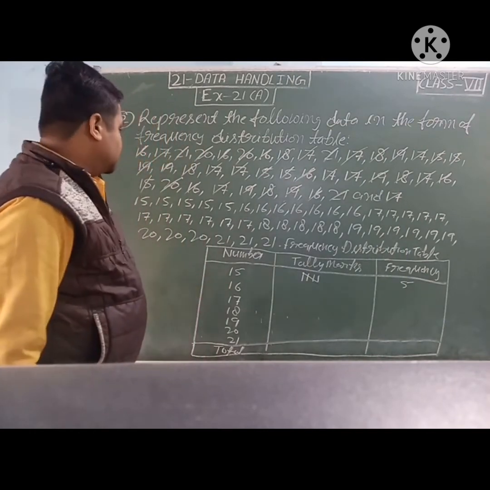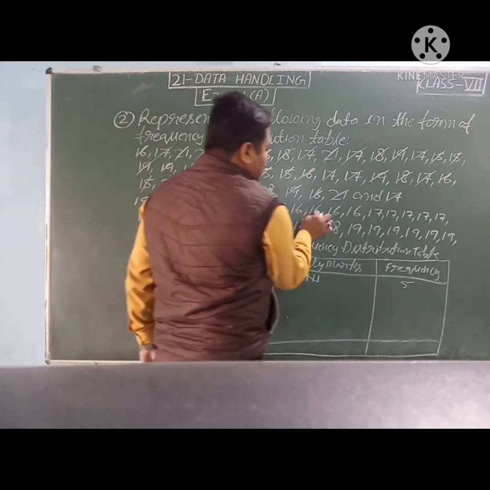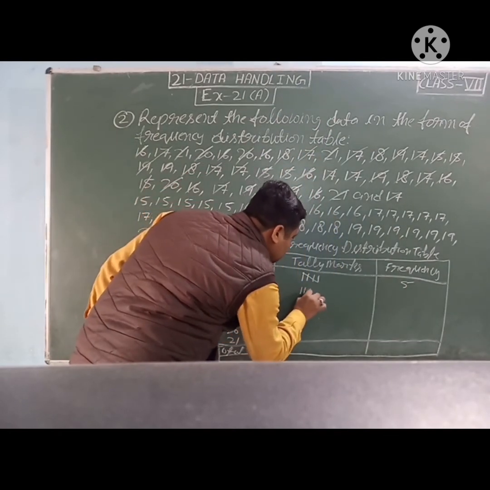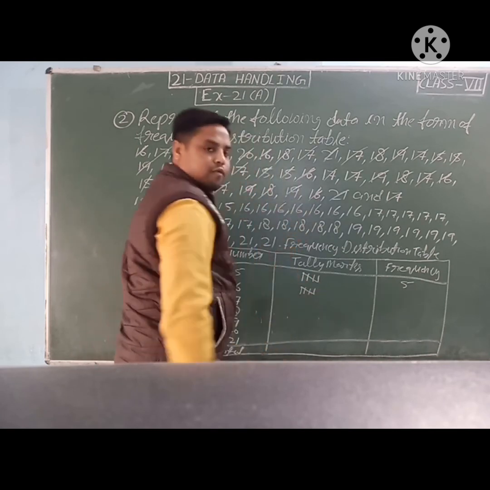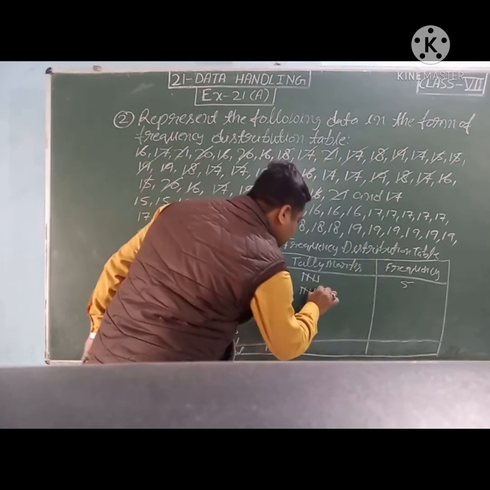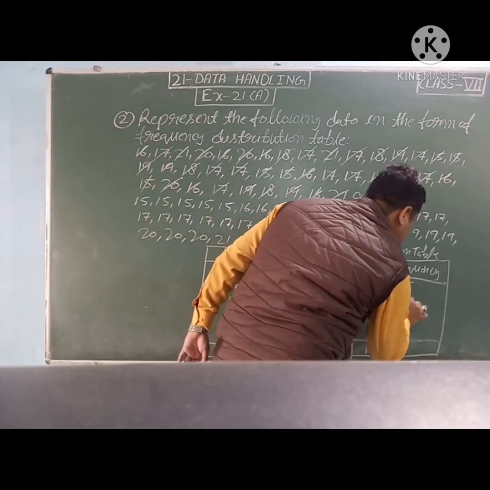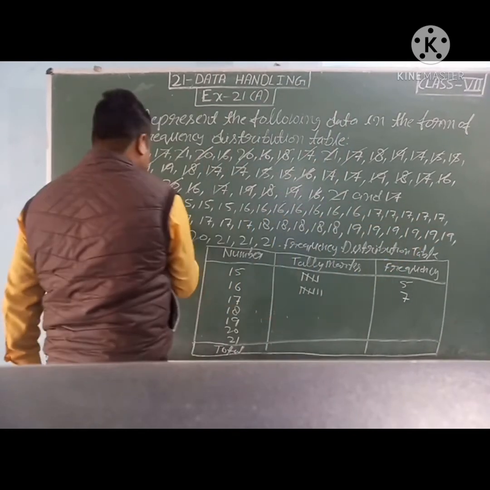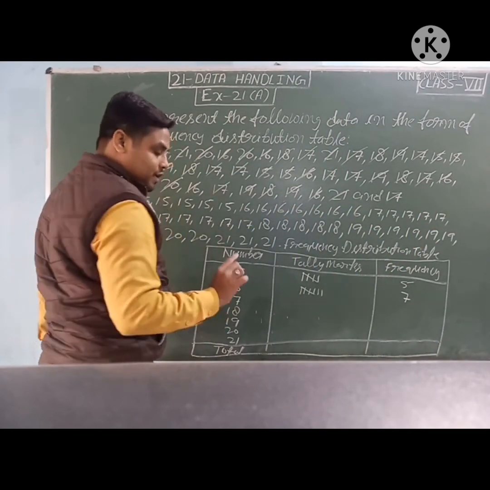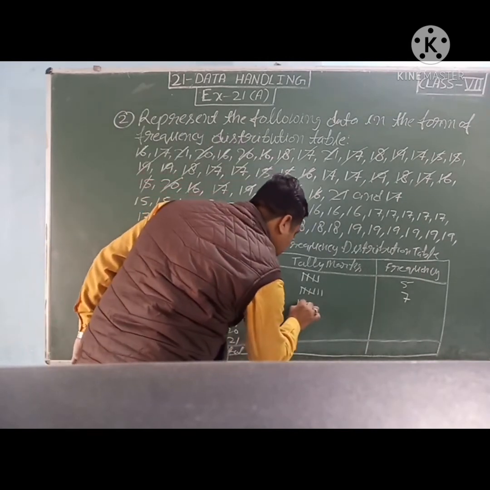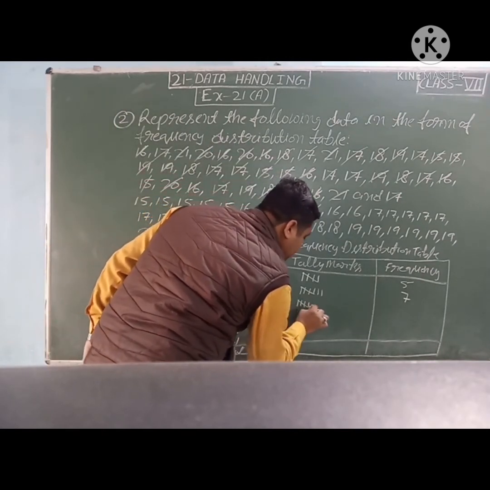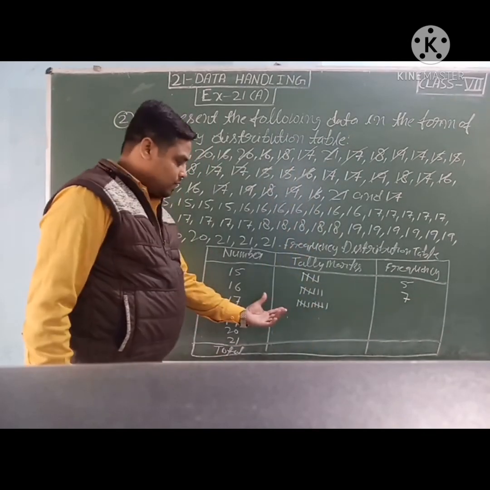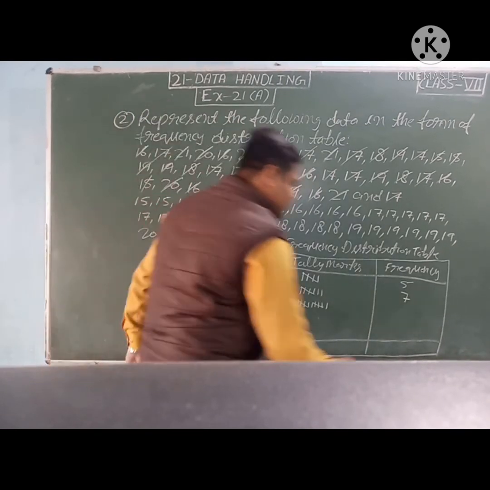Then how many 16 are there? 1, 2, 3, 4, 5, 6, 7. 7 times. So how will we write 7? Just see. 1, 2, 3, 4, 5. For 5 we will cut like this. 6, 7. Here we will write 7. Now 17. 1, 2, 3, ... 11. 11 times 17. In this way we will write 11 tally marks. So here we will write 11.